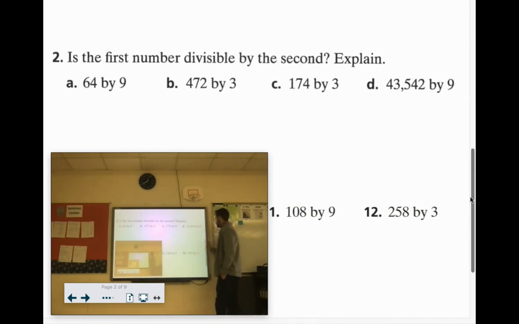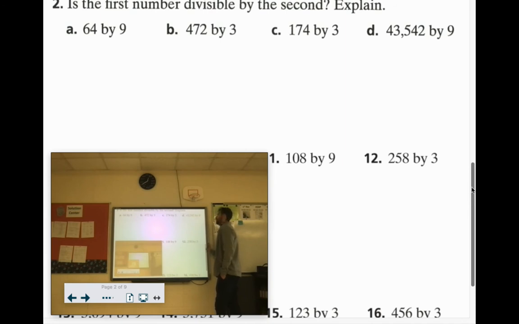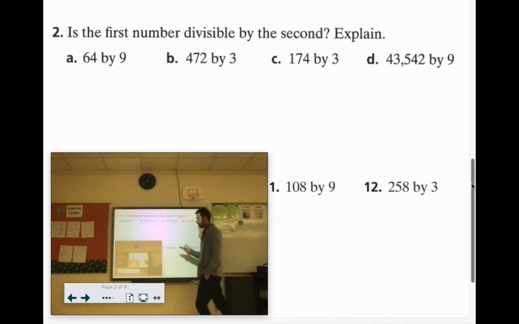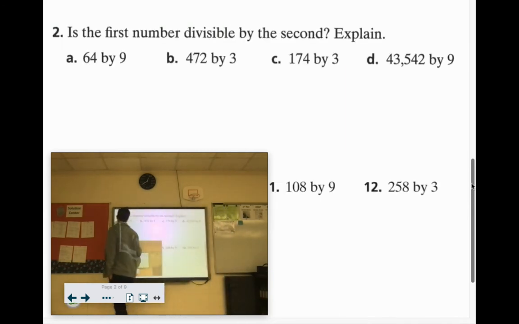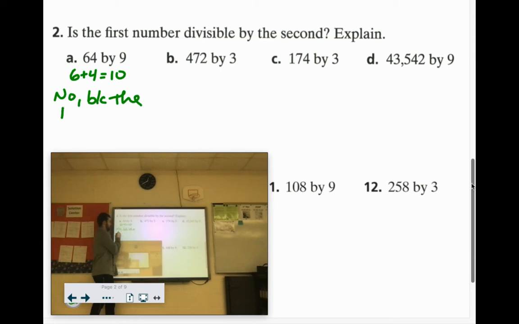So I have 4 that I would like you to try. Try them out. I'm going to go over them right now. Is 64 divisible by 9? Well, let's see. 6 plus 4 is 10, and 10 is not divisible by 9. No, because the digits add to 10.